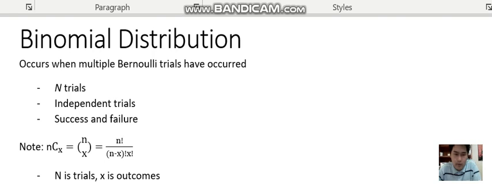Here's a fun fact: there's another analogy about a deck of cards being 52 factorial, but you can search it up in your own time if you're interested. So as written here, n is the number of trials, and x is the number of favorable outcomes that you want. Moving on.